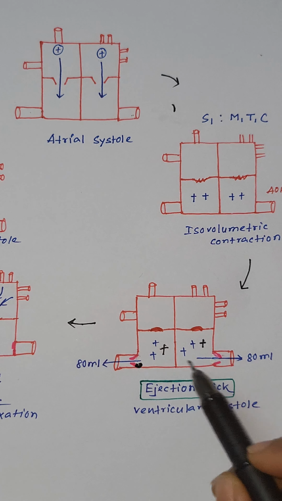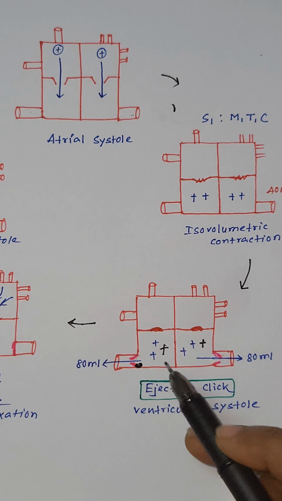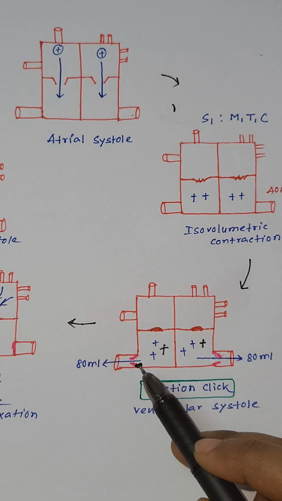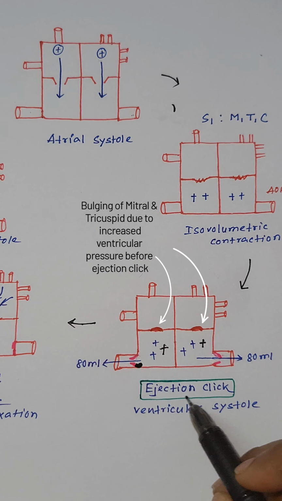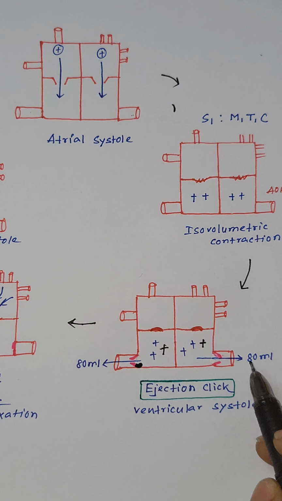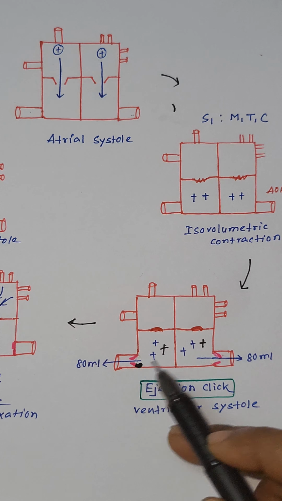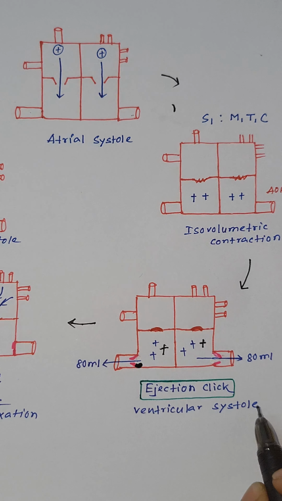That's why aortic valve and pulmonary valve are open. We call it ejection click. The opening of the aortic valve and pulmonary valve, we call it ejection click. The 80 ml of the blood enter into the aorta and 80 ml of the blood enter into the pulmonary artery in the step of ventricular systole.